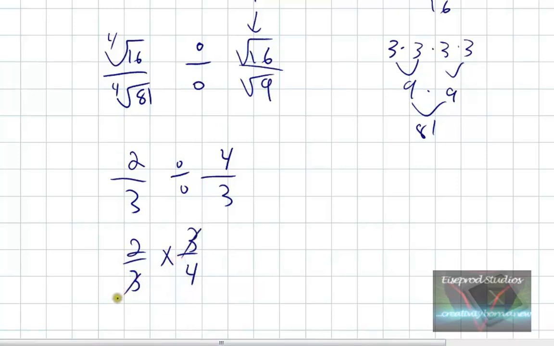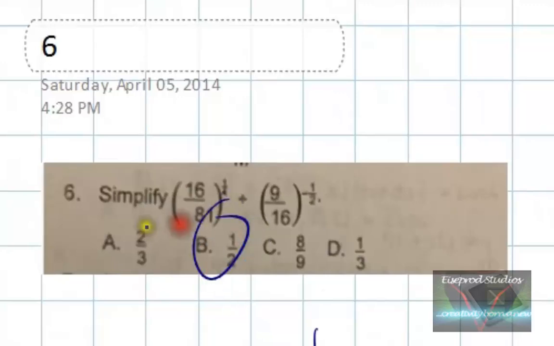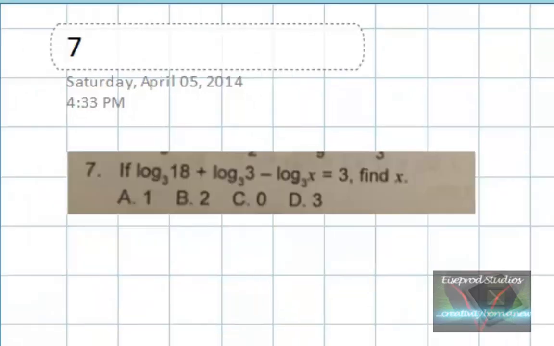These two will cancel each other out. So now we have 2 into 4, which is just 1/2. And that's the answer. So question 7 involves logs, and it says if log base 3 of 18 plus log base 3 of 3 minus the log base 3 of x is equal to 3, find x.